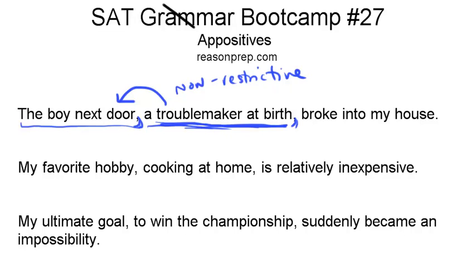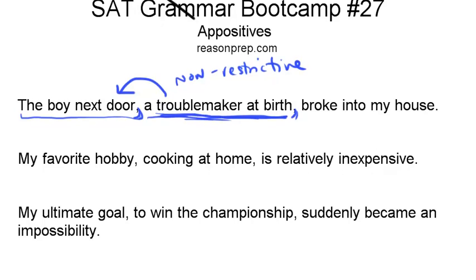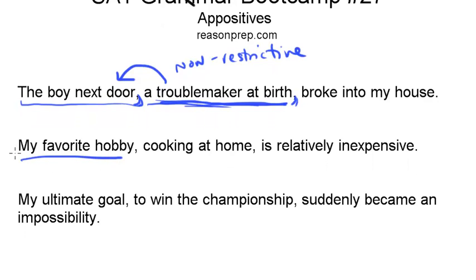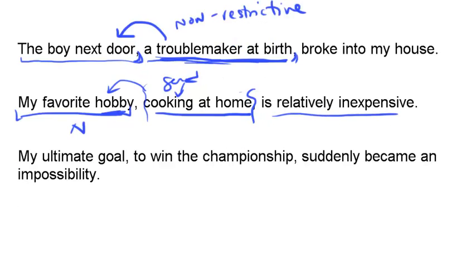How about the next one? My favorite hobby, cooking at home, is relatively inexpensive. Okay, so here's the noun, my favorite hobby. Here's the appositive, which is a gerund, cooking at home, another gerund phrase or noun phrase. And this just renames or gives us more information on the hobby. And then the sentence completes with the rest of the independent clause.